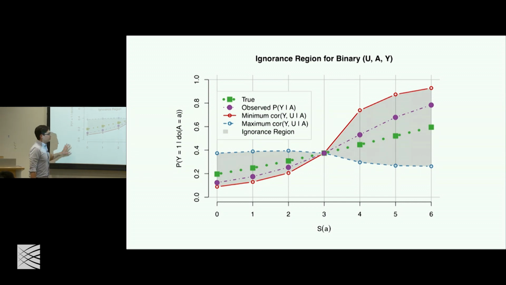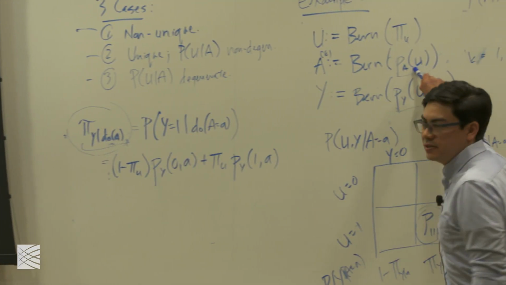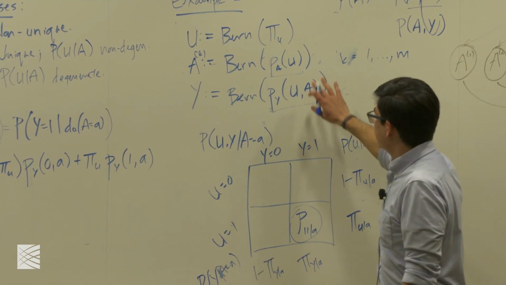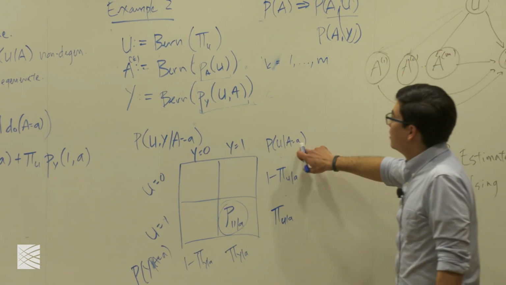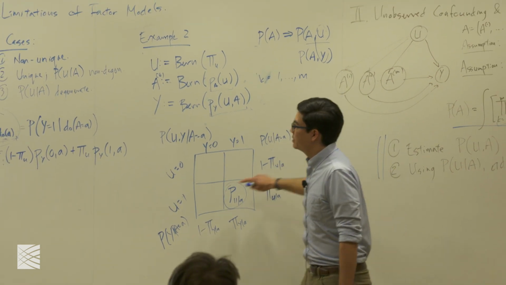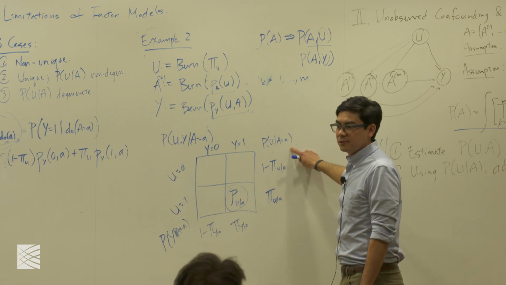And you can see that it's non-trivial everywhere except for m equals 3. In this example, I cheated when I set up the parameters. Specifically, I set it up so that pa of 0 is equal to 1 minus pa of 1. What that ends up doing is, when we look at the conditional distribution of u given a, it turns out that if the sum of a is equal to 3, this conditional distribution is equal to the marginal distribution.